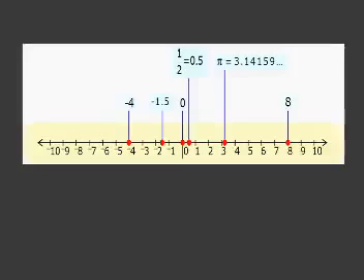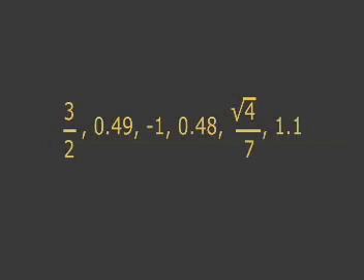Since all real numbers can be located on the number line, the number line can be used to compare and order all real numbers. For example, we can see that 1/2 is greater than -4, and pi is greater than 0. Students, see if you can put these numbers in ascending order. Ascending order means that you put the smallest number first and the biggest number last. It might help to convert each number to a decimal. Go ahead, students.